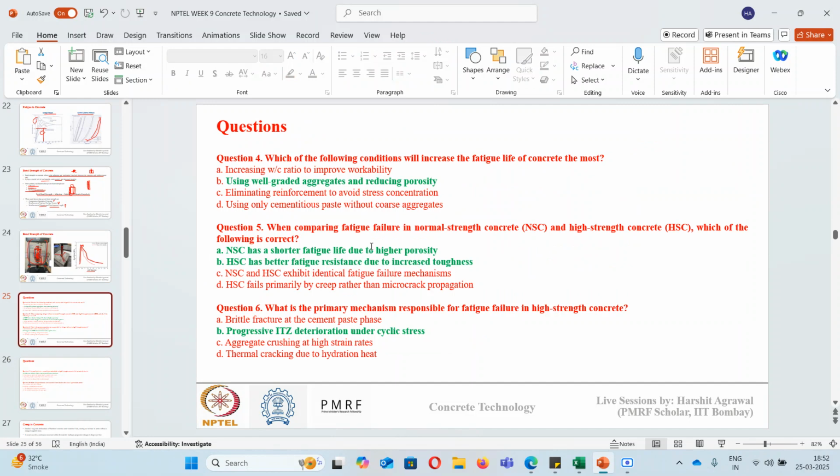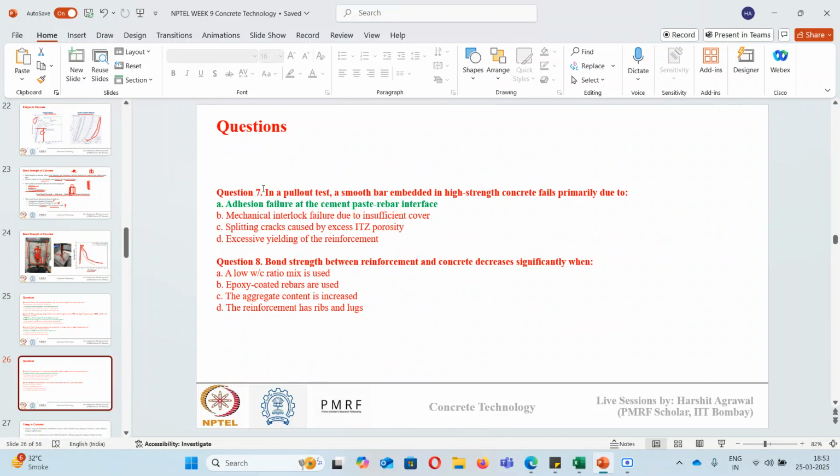Now in high strength concrete, it has a dense matrix, so the bond is primarily adhesion based. Under loading for a smooth rebar, this adhesion is the first to fail. That's why adhesion failure at the cement paste interface is primarily responsible in pull-out testing. Mechanical interlock failure mainly occurs in deformed rebar and not the smooth one. So that's why here the adhesion failure is the reason.